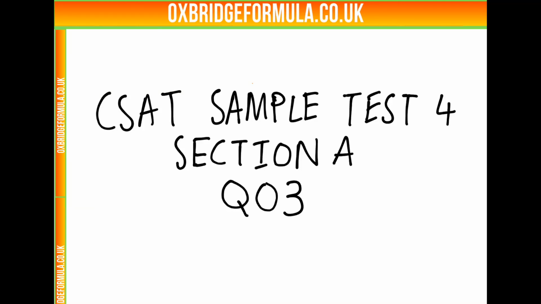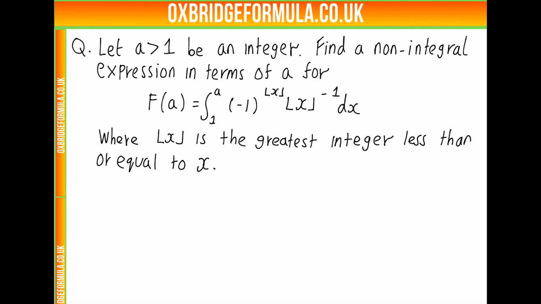This is the solution video for question 3 from section A of the 4th sample test for CSAT. In this question, we're told a is an integer that is greater than 1, and we're asked to find a non-integral expression in terms of a for f of a, equal to the integral between 1 and a minus 1 of floor of x times floor of x to the minus 1 with respect to x.